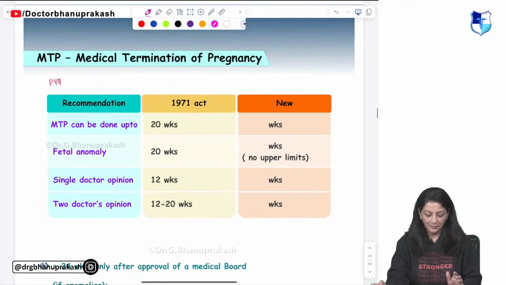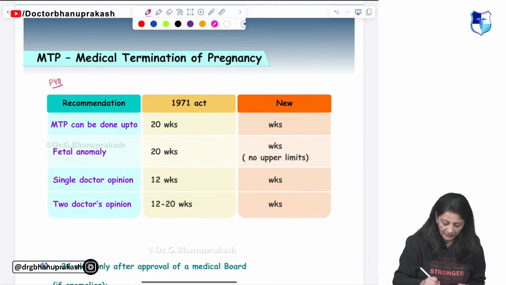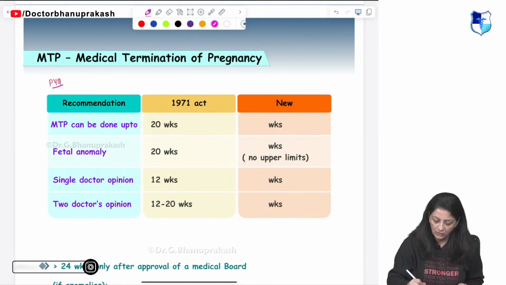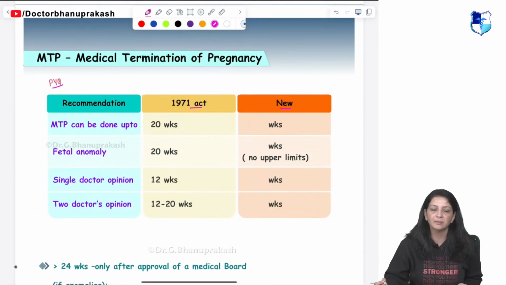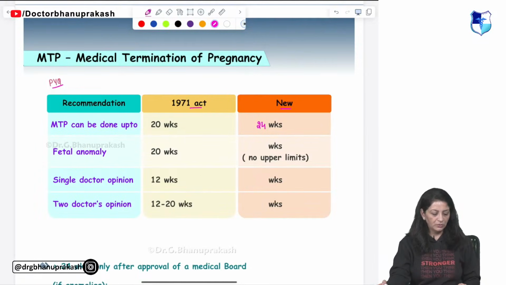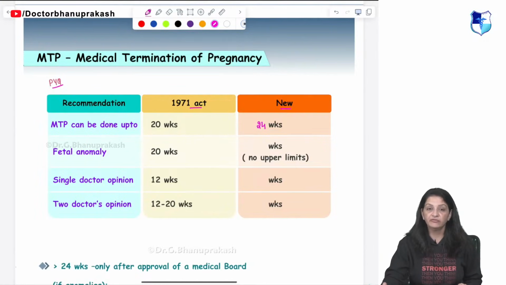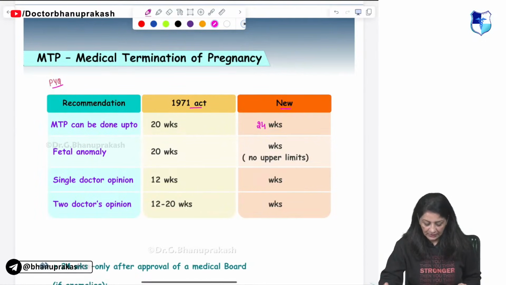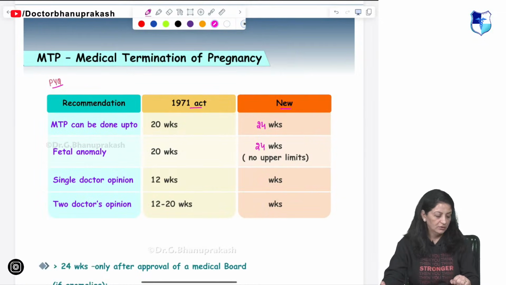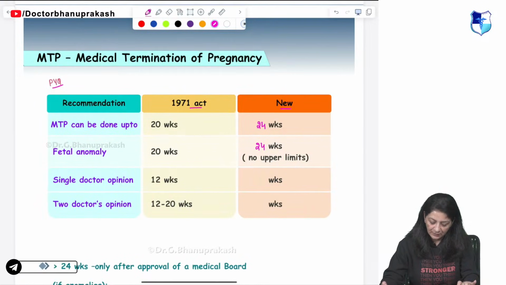So now MTP, medical termination of pregnancy. New Act and old. According to the new Act, MTP can be done up to 24 weeks of gestation. In case of fetal anomaly, no upper limits.